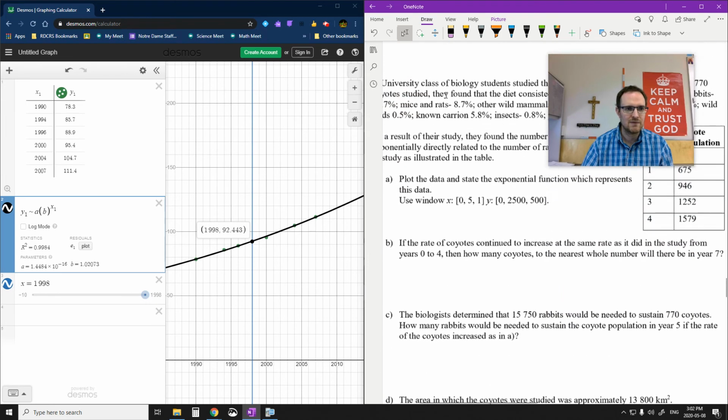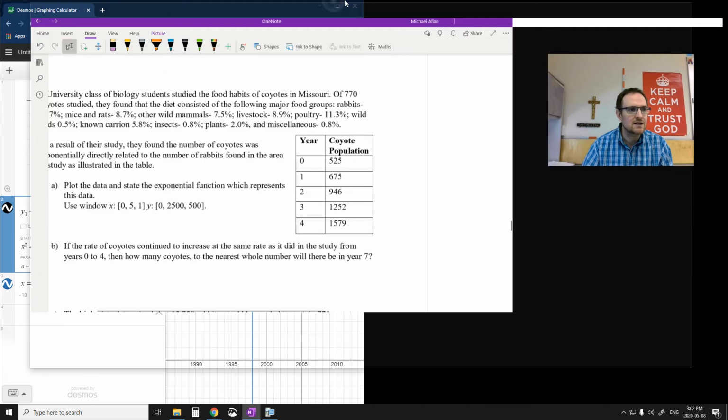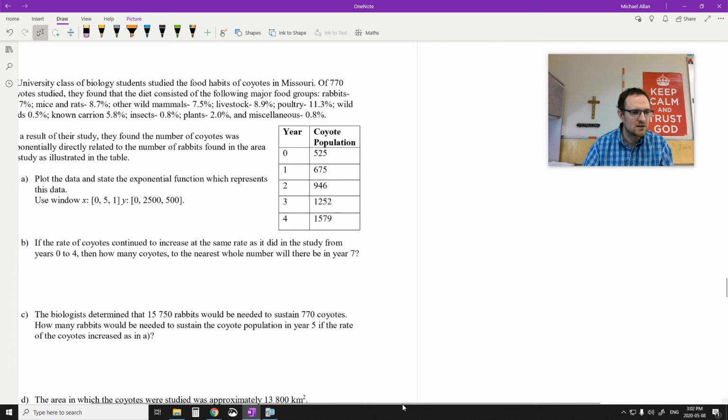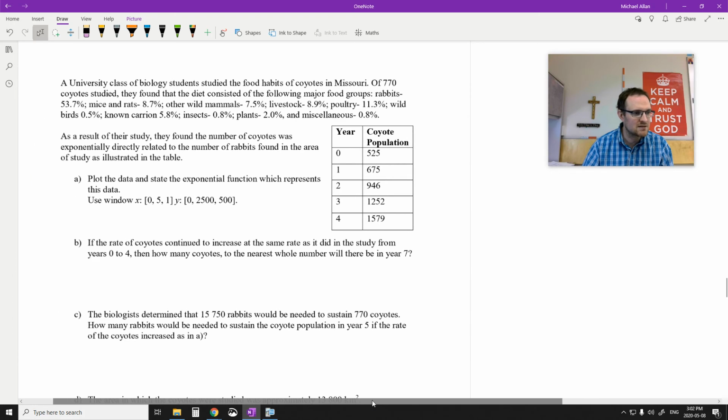No, let's do one more. Okay. There's a lot of useless information in this question here about mice and a bunch of other things. The question is all about coyotes. I don't like question C so much because question C doesn't really involve the regression up here. But it says here, plot the scatter plot, state the exponential regression. So they're telling you what kind of regression to do.